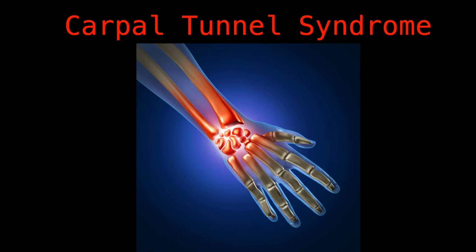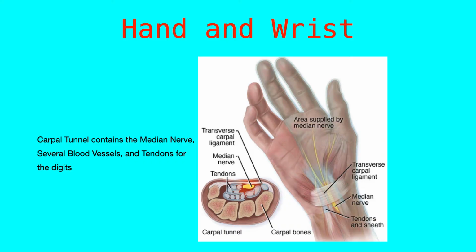Alright, carpal tunnel syndrome. It is something we all have probably heard of. It's the most common neuropathy of the upper extremities. It comes easily and doesn't always feel that great. But what exactly is it? Well, let's start with the general anatomy of the upper extremities.